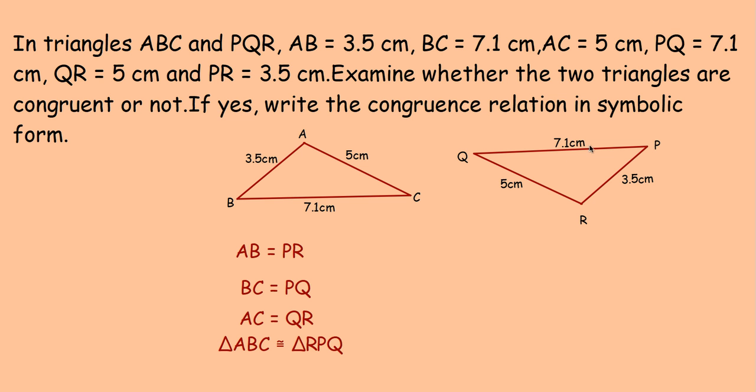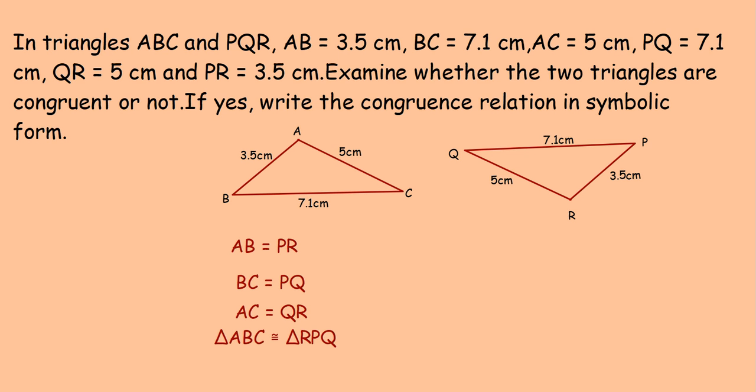Now, without superimposing, how can we find out the relation? In triangle ABC, AB comes first, that is 3.5, then BC 7.1. So 3.5 and 7.1 are the first two sides of triangle ABC. Similarly here also we have to start with the 3.5 and 7.1, that is 3.5 RP, 7.1 PQ. So the triangle we can say as triangle RPQ.